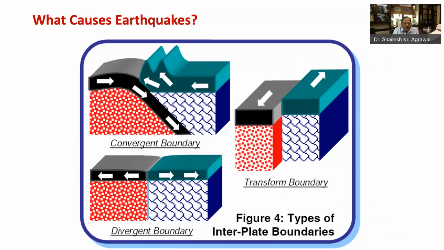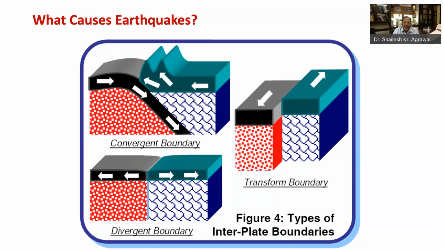Now, if we look at the interaction between the plates, sometimes when the plate in front is slower, then the plate behind it comes and collide. It is called convergent boundary. So these convergent boundaries result in mountain formation.